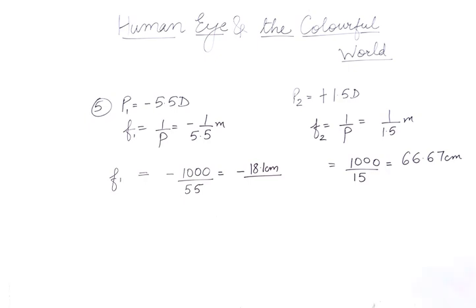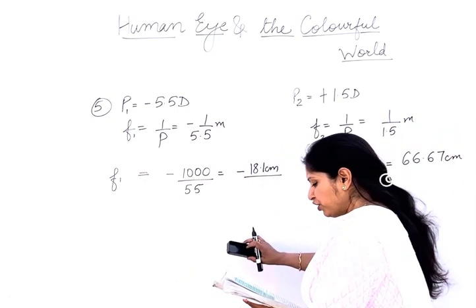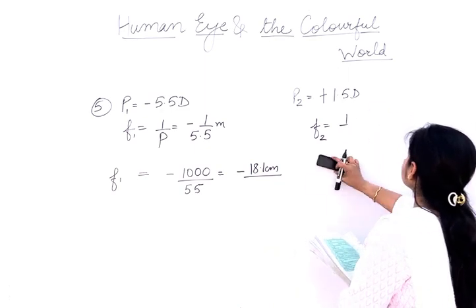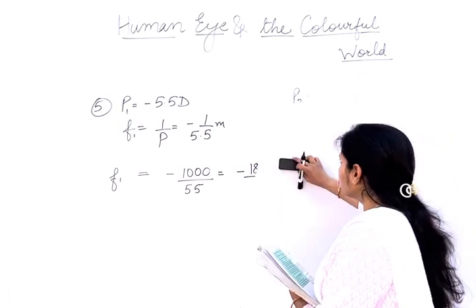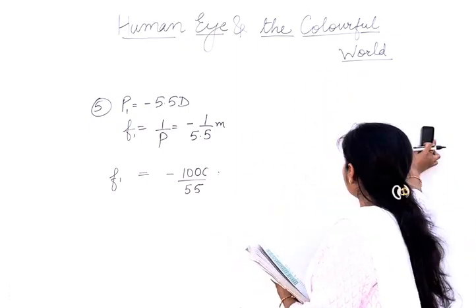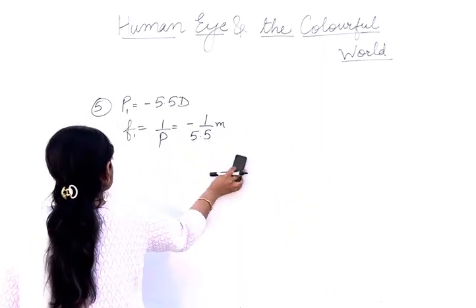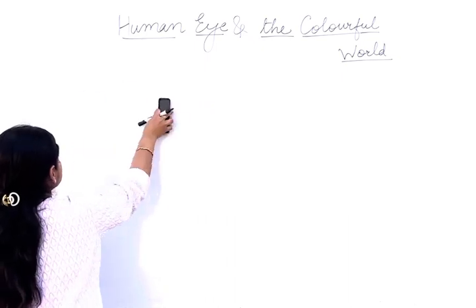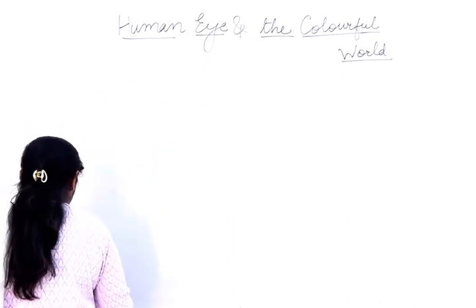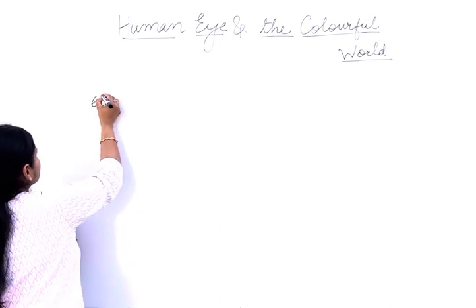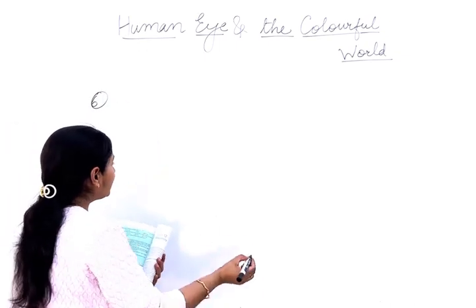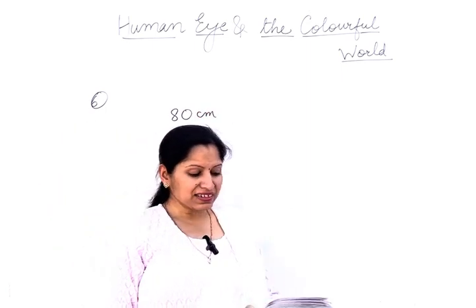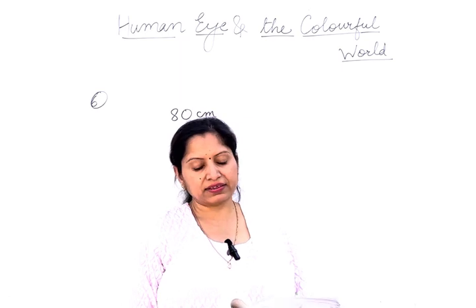Now, coming to the next question, number 6. The far point of a myopic eye is 80 centimeter in front of the eye. But before that, tell me, what is the normal person's far point? What is the maximum distance up to which a normal person can see? That distance is taken as infinity. But for that particular person, the far point is given to be 80 centimeter. Now, what is the nature and the power of the lens required to correct the problem?